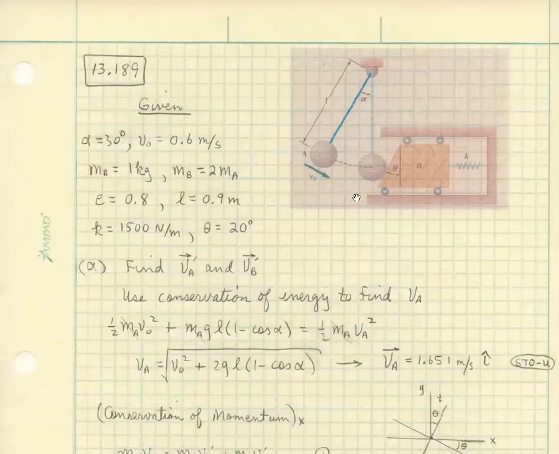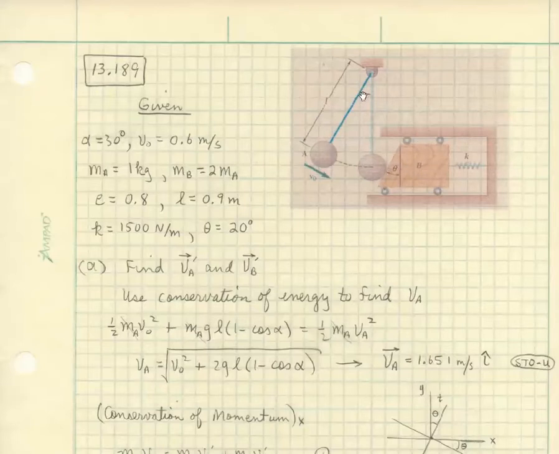13.189, excuse me, involves a pendulum swinging down with ball A right here, hitting a block that has a slanted face to it, and the block is connected to the spring. At the moment before the collision takes place, the spring is not stretched or compressed. The block is only free to move in the X direction here.